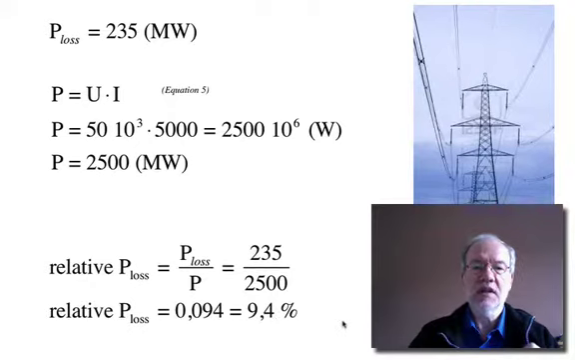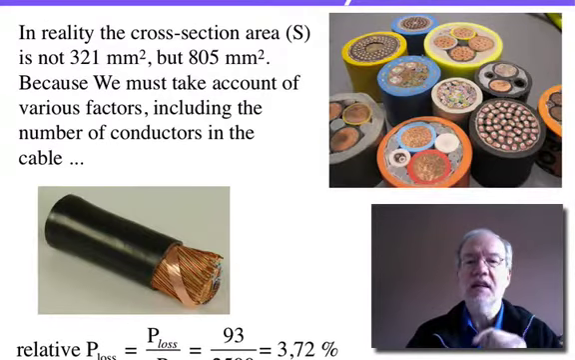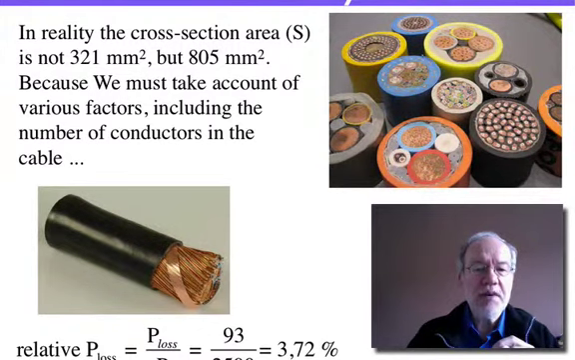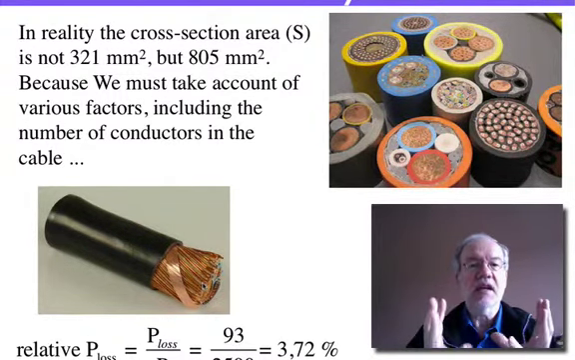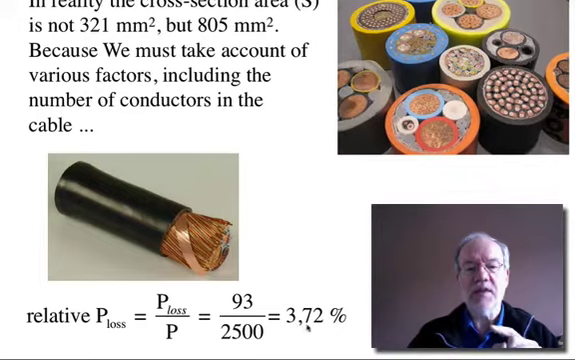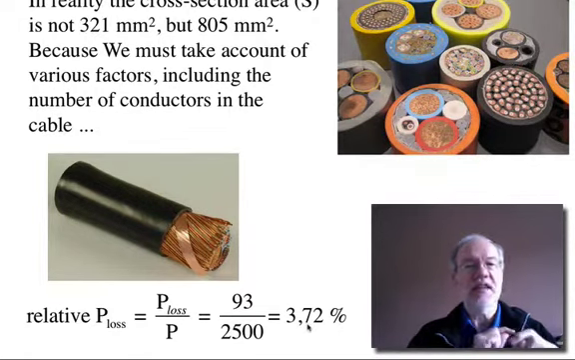Very important: in reality, we need to take account of various factors, for example the number of cables, the number of conductors in the cable. If we take account of these various factors, in reality we lose only 3.7%. More interesting than alternative current.